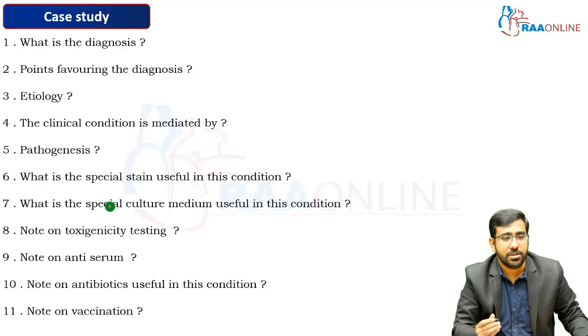What is the diagnosis? What are the points favoring the diagnosis? Etiology: the clinical condition is mediated by what? Pathogenesis: what is a special strain useful in this condition? And what is a special culture medium useful in this condition? Note on toxigenicity testing, note on anti-serum, note on antibiotics useful in this condition, and note on vaccination.